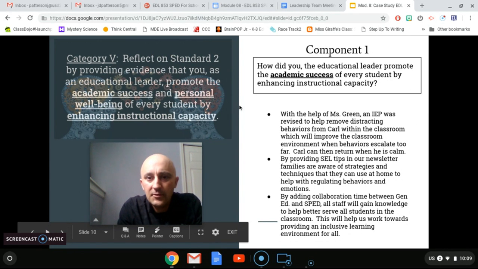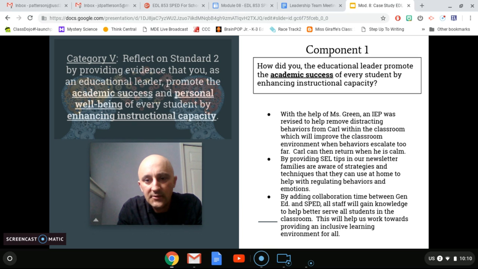Okay, category 5, component 1. How did you as the educational leader promote academic success? So with the help of Ms. Green, there was a new IEP that was set in place where Carl could be removed from the classroom and return when he's calm, which is going to help provide a better environment for the rest of the students in that room.